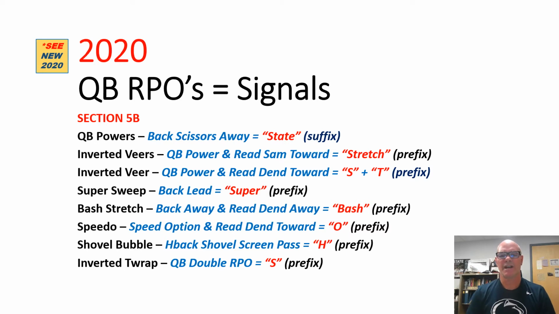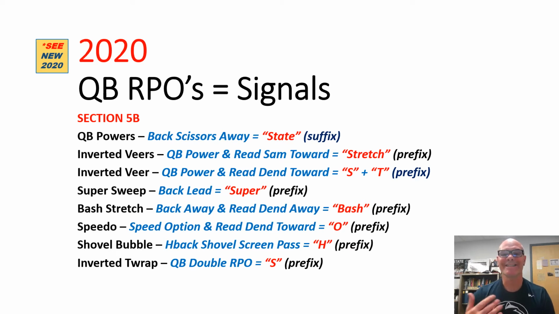Again, it tells the line we're running power to the left, and the quarterback is going to let the back run outside zone, stretch, our term for outside zone, towards the left. He's going to read that Sam backer. If the Sam fills inside, then we'll just give it to the back. If the Sam stays outside, then we'll pull it, and the quarterback becomes the ball carrier.